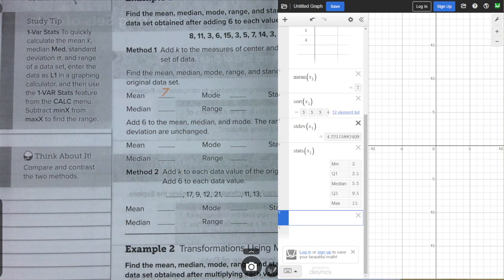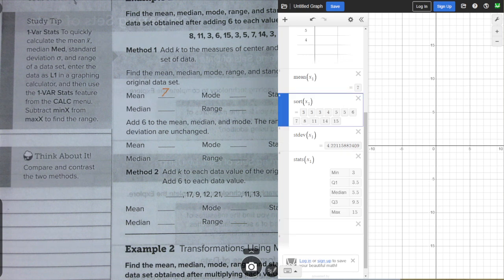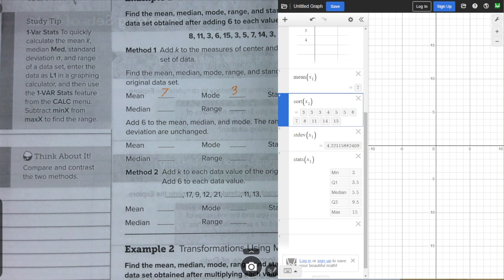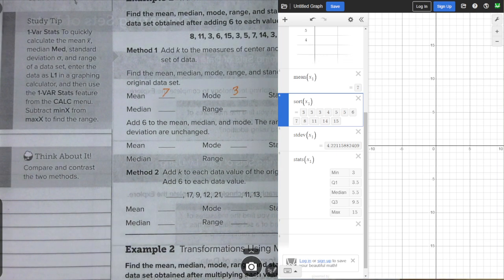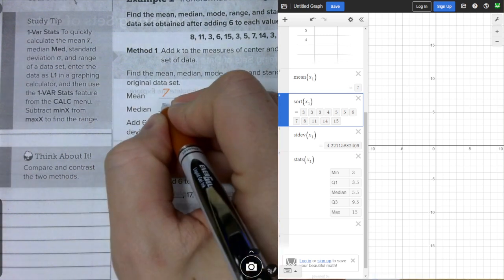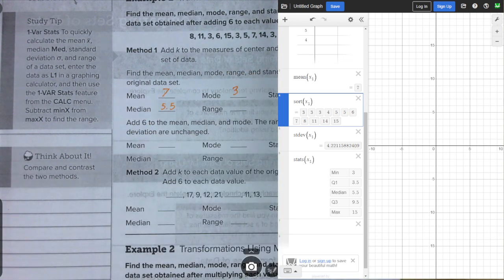Our mode, let's look at the 12 elements. 3 is our most occurring number. Standard deviation, 4.22. The median is 5.5. And the range will be 15 minus 3, which is 12.